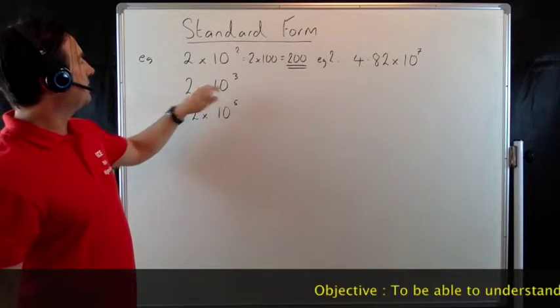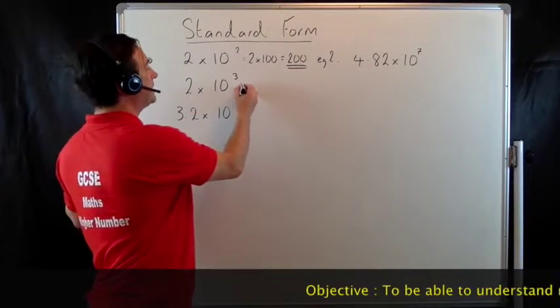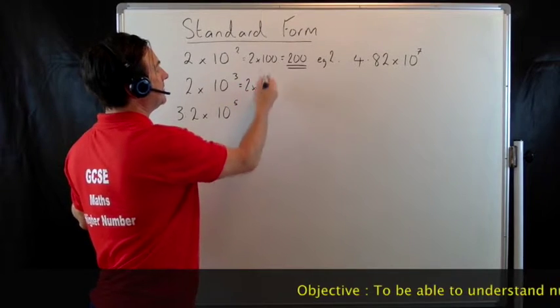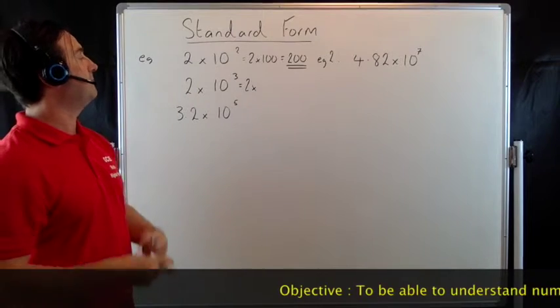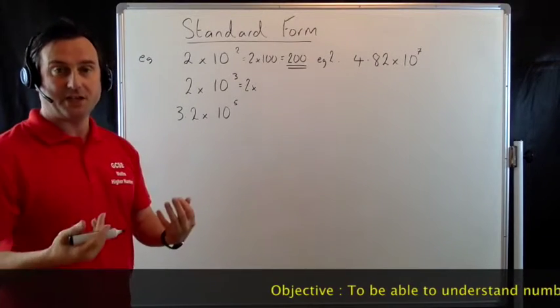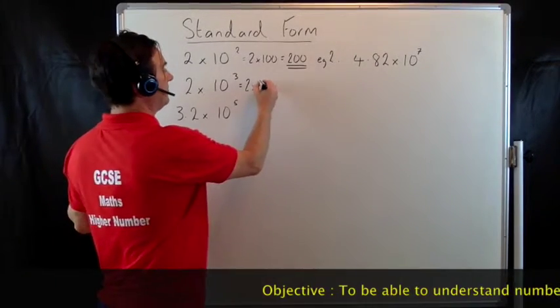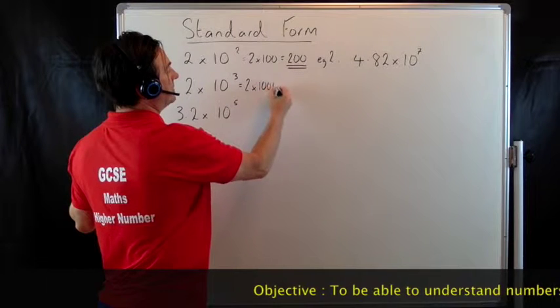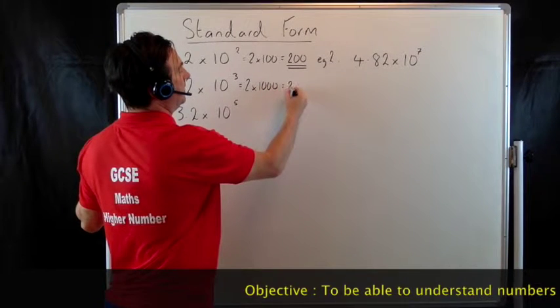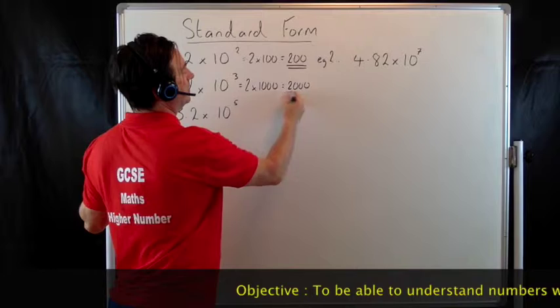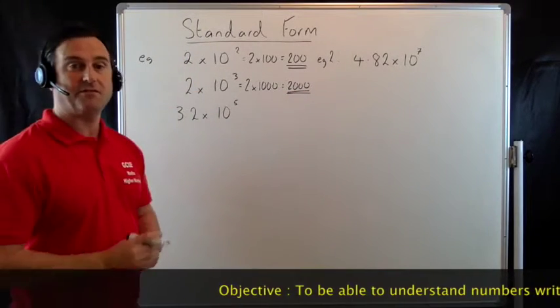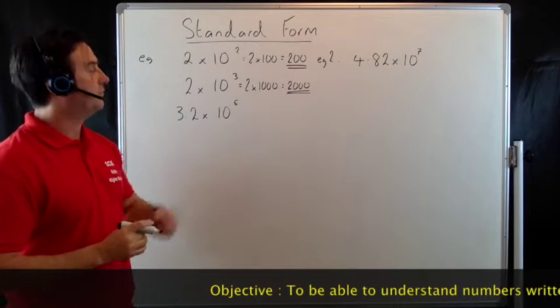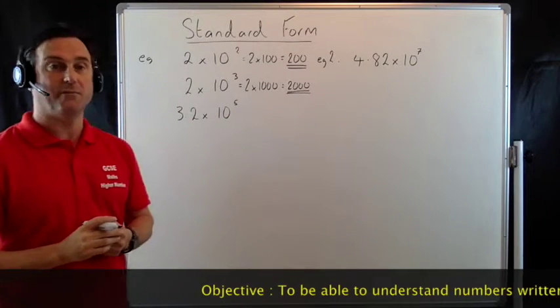So this one, 2 times 10 cubed, well that's going to be 2, but this time instead of multiplying it by 100, we're multiplying it by 10 times 10 times 10, which is 1000. So this time our answer becomes 2000. 2 times 10 to the power of 3, written in standard form, is 2000 as a normal number.